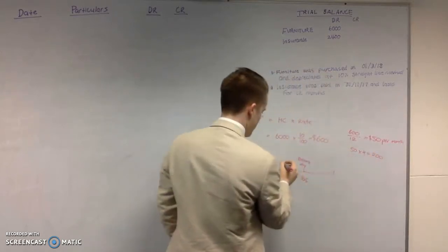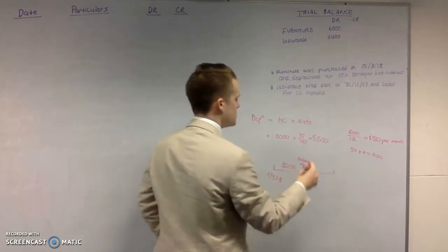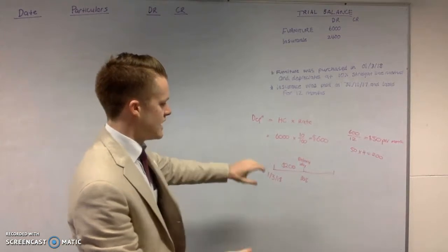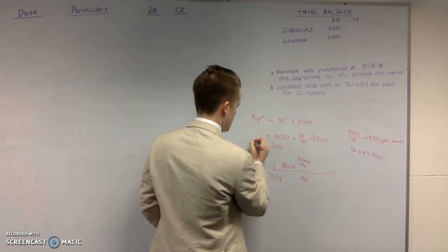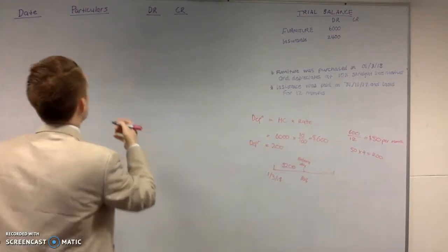So that means that we're allocating $200 of depreciation expense to the asset. That's our golden figure if you like. So 200. That's our depreciation on furniture. So now we go up to the journal and finish it off.